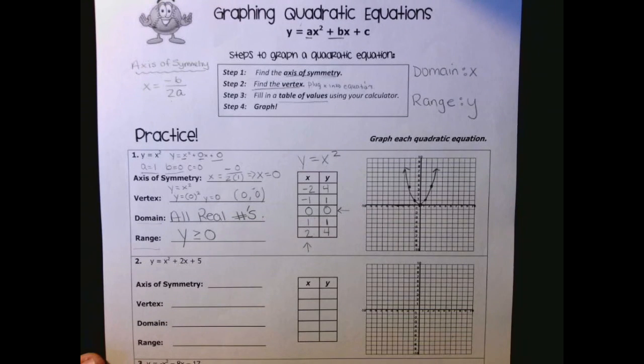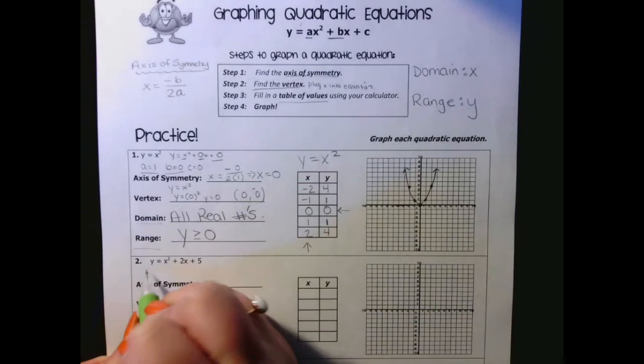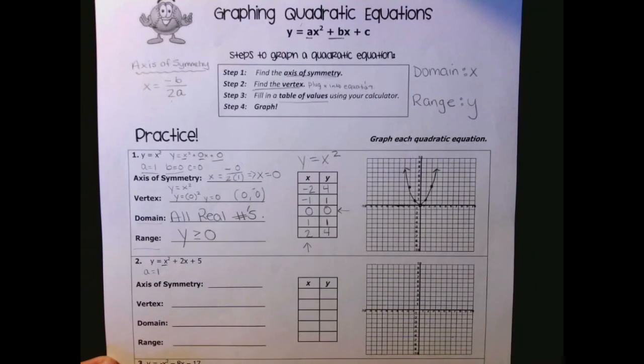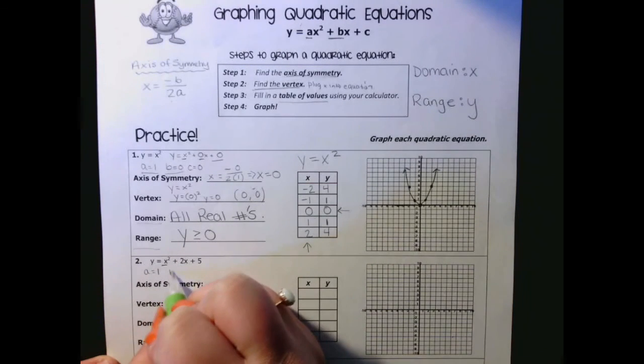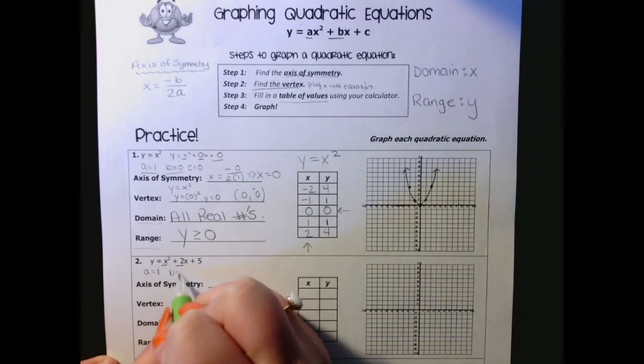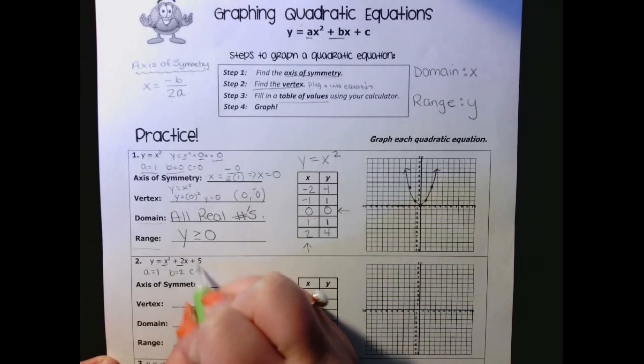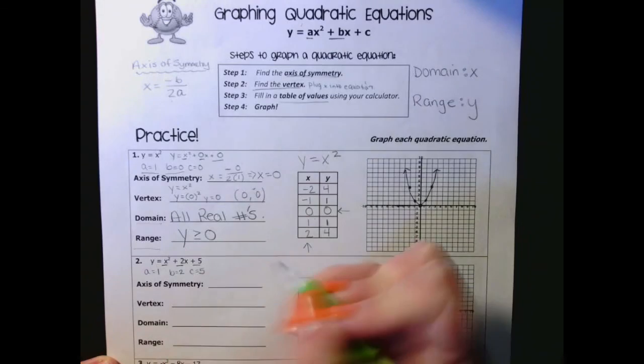Going to look at one more example together. So we have y equals x squared plus 2x plus 5. So my a value is going to be what comes before x squared. So I have a positive 1 there. That means this is going to open upward. B is going to be that number that comes before x, so it's a positive 2. And c is going to be that last number at the end, positive 5.